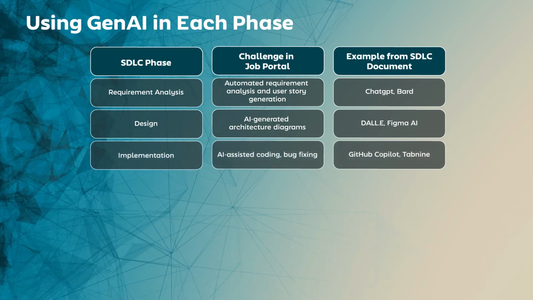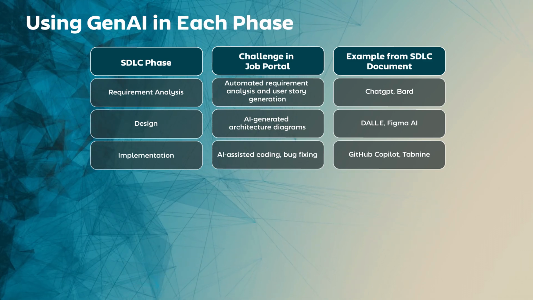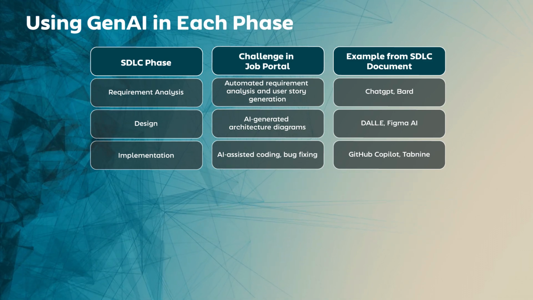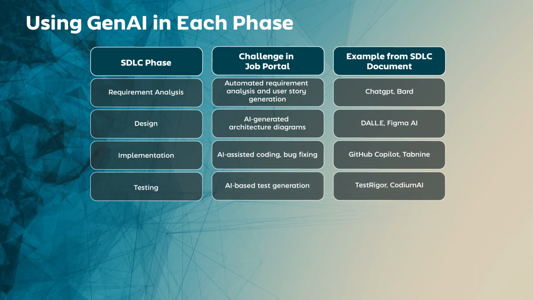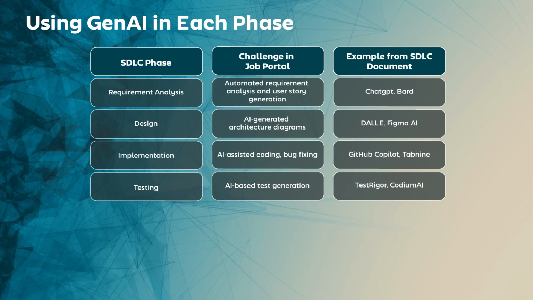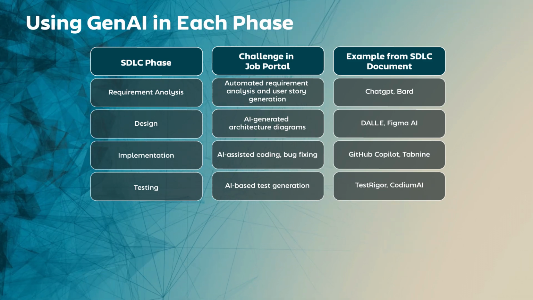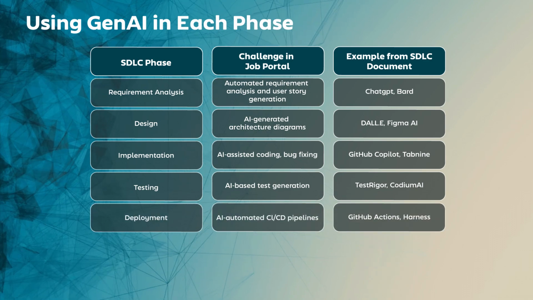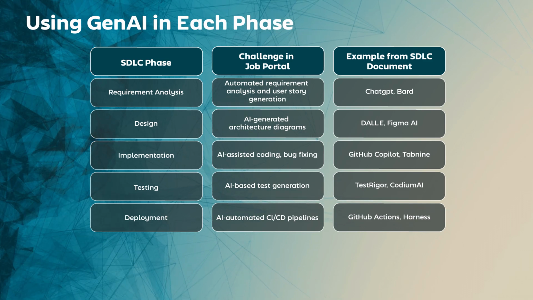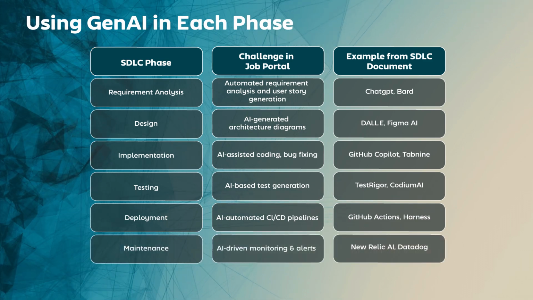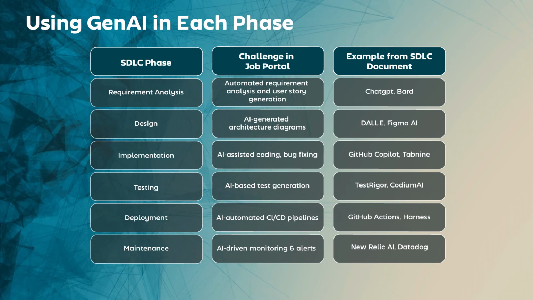In terms of implementation, we can use GitHub Copilot and Tabnine to generate code and fix bugs. In terms of testing, we can use different AI tools like TestRigor, CodiumAI, and even GitHub Copilot to generate test cases. In terms of deployment, we can use GitHub Actions for AI-based automated CI/CD pipeline generation. In terms of maintenance, we can use New Relic AI and Datadog for end-to-end monitoring.